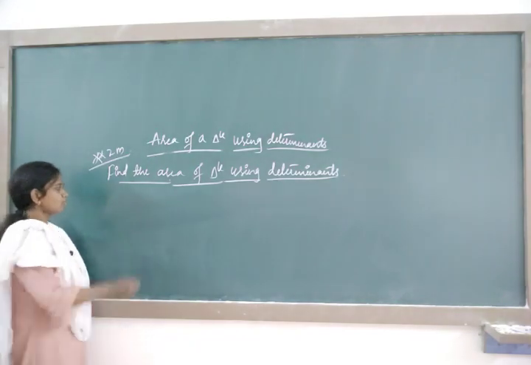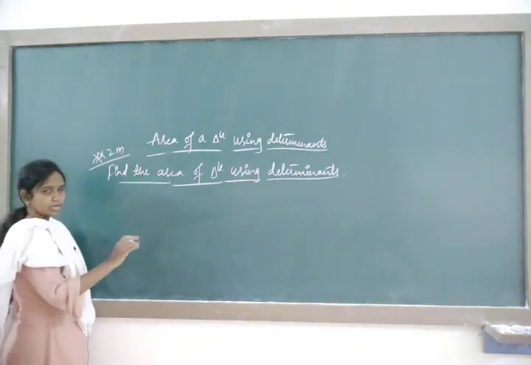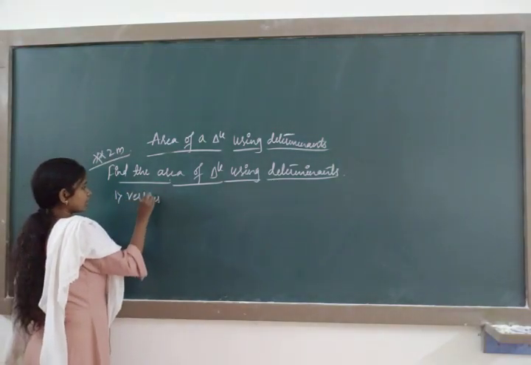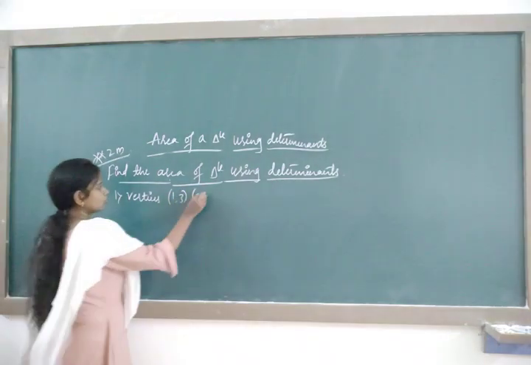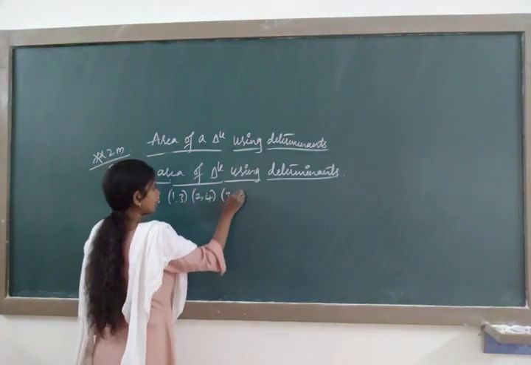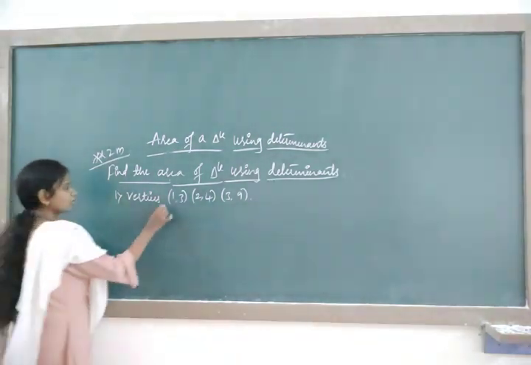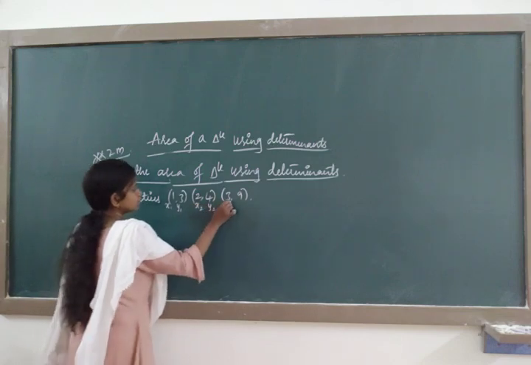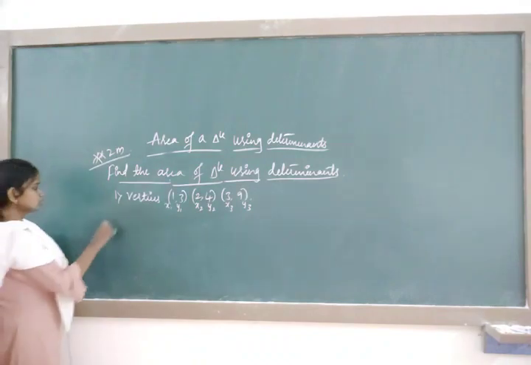Take the first problem: find the area of triangle using determinants. This is your heading, vertices. If the vertices are (1, 3), (2, 4) and (3, 9), then this is x1 y1, this is x2 y2 and this is x3 y3. So write the formula, solution.